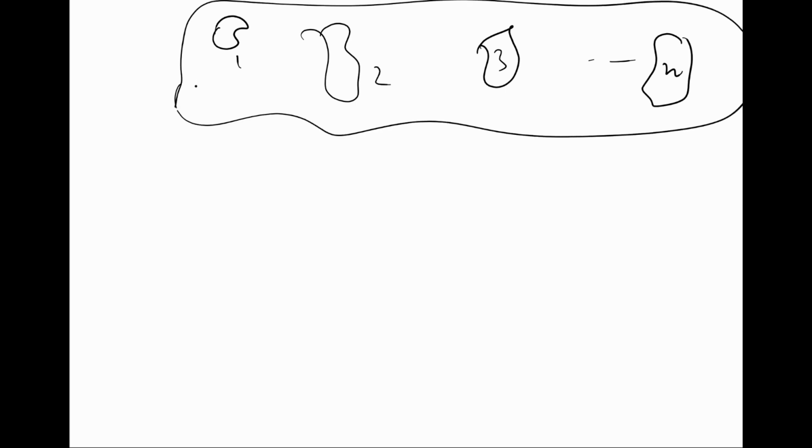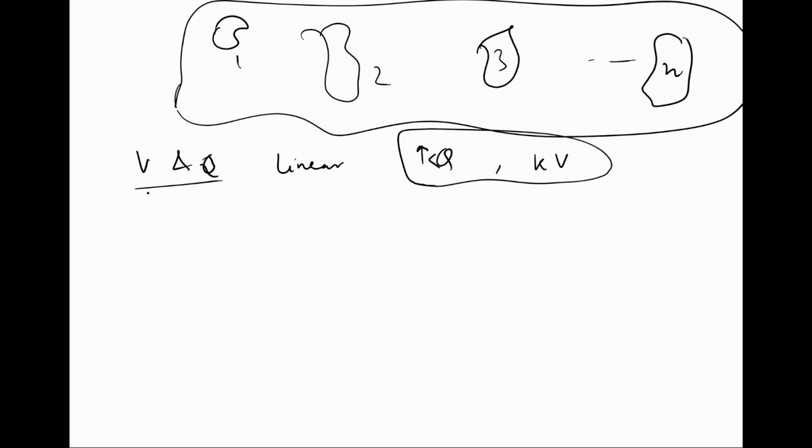Let us see. As I have told, the relation between V and Q is linear. That is, if Q rises by a factor of k, then V also rises by a factor of k. So this relation is linear, and we can hope that this will also follow superposition. So we can write that the potential of conductor 1 is P11 times the charge on conductor 1, plus P12 times the charge on conductor 2, plus P13 times the charge on conductor 3, and so on up to the nth conductor.